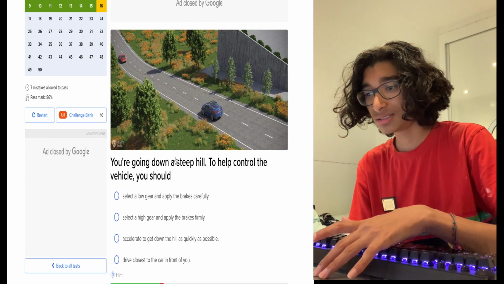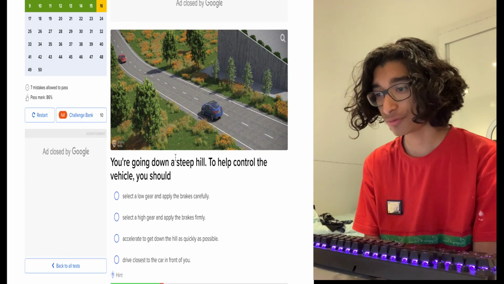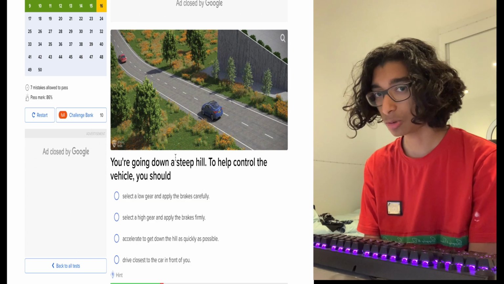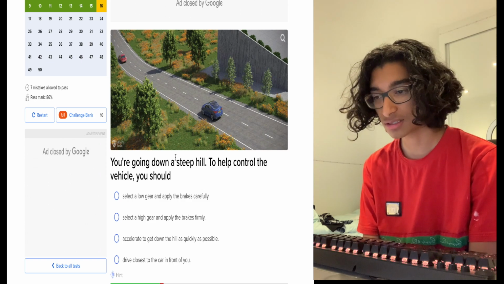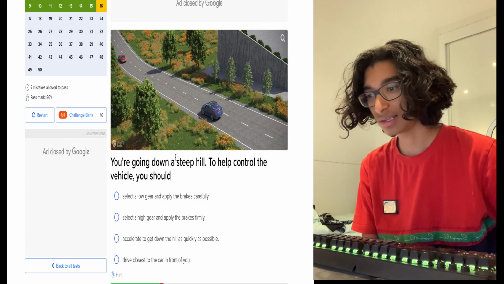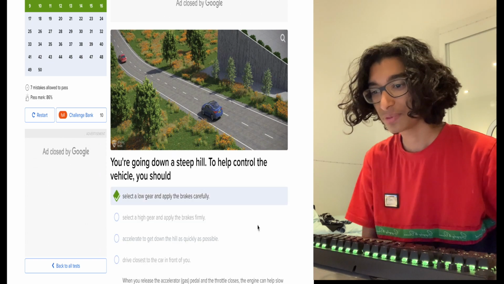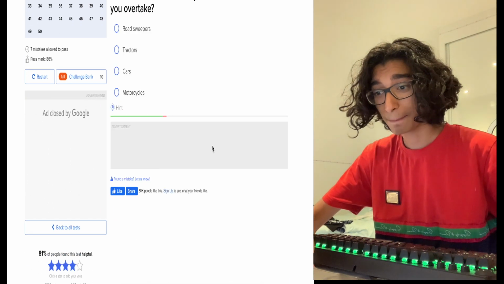Yeah. You're going down a steep hill. To help control the vehicle, you should select a low gear and apply brakes carefully. Select a high gear. No, you shouldn't select a high gear, I don't think. Accelerate. No, it's not accelerate. It has to be the first one again, I think. Yes, I was correct once again.